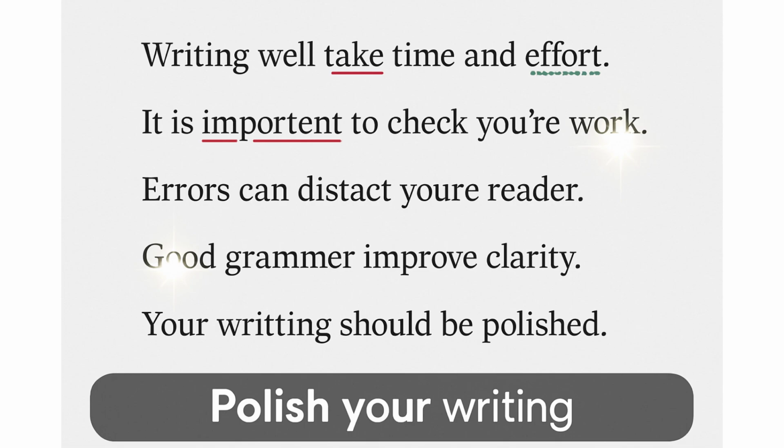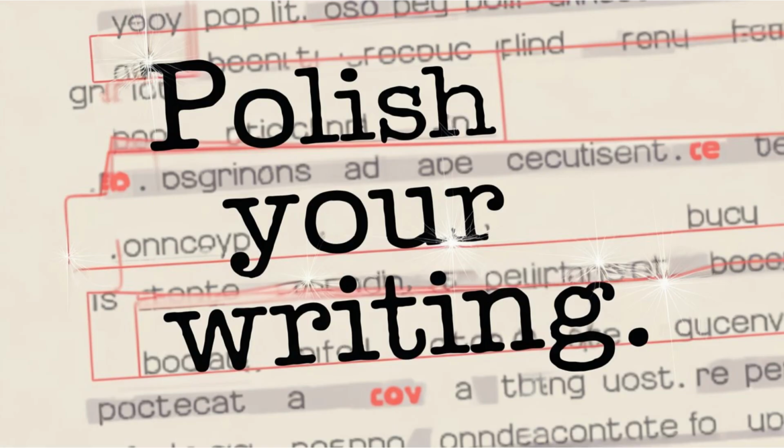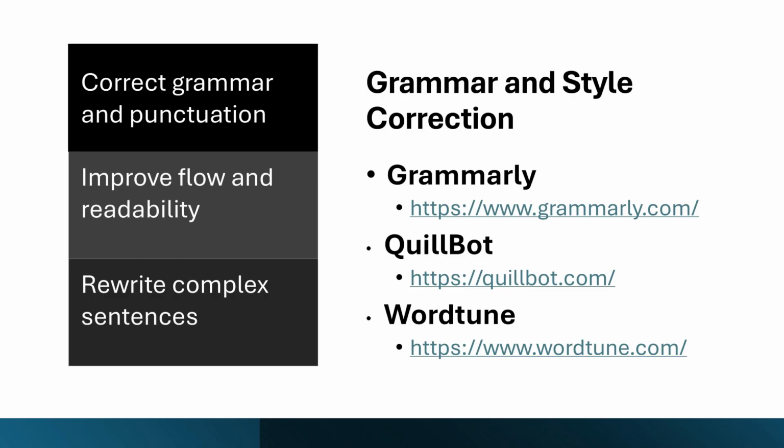Grammar and style correction. Once your draft is ready, the next step is polishing it, and that's where grammar and style tools come in. Tools like Grammarly, Quillbot, and WordTune are great companions for this stage. They don't just catch typos, they actually help you write better. Here's what they can do. First, they fix grammar, spelling, and punctuation mistakes, the little things that are easy to miss, especially when you've been staring at the same text for hours.